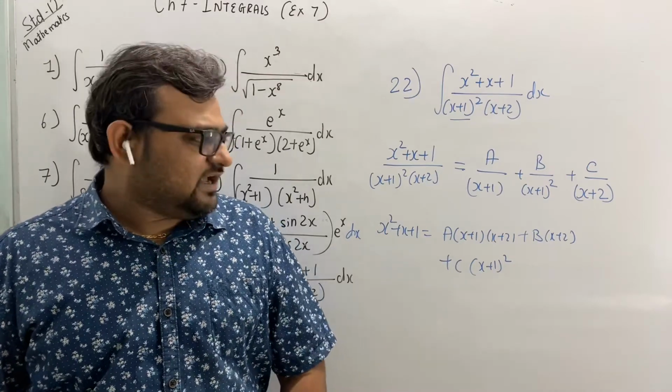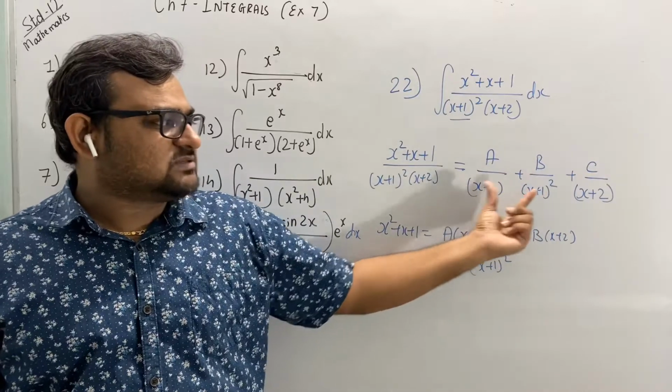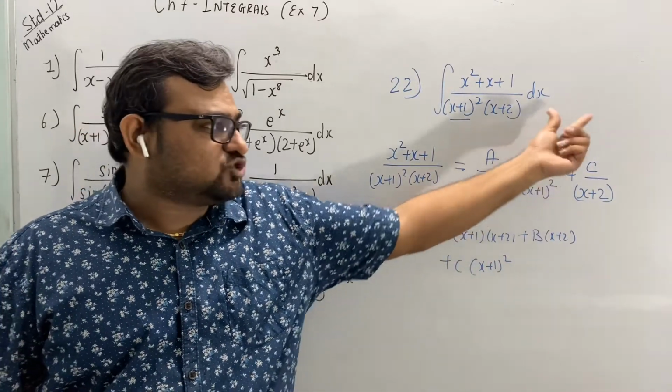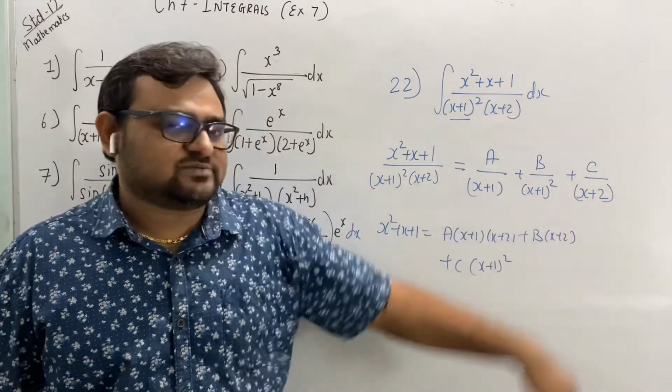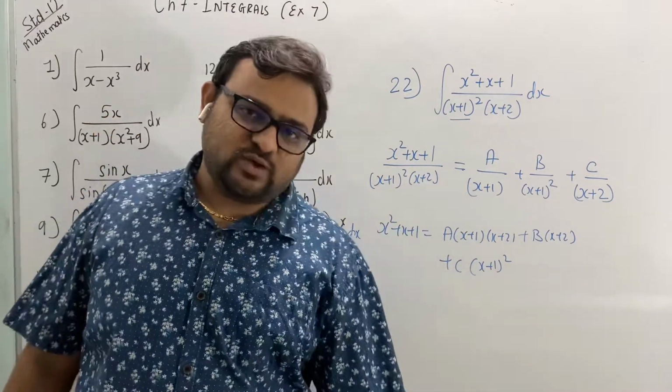Yeah. So again, after that, the integration of this will be a log of x plus 1. For this one, when it goes to the numerator, (x plus 1) raised to minus 2, so (x plus 1) raised to minus 2 plus 1 upon minus 2 plus 1. And this will be c log of x plus 2. Okay? So you have to solve question number 22 in this way.